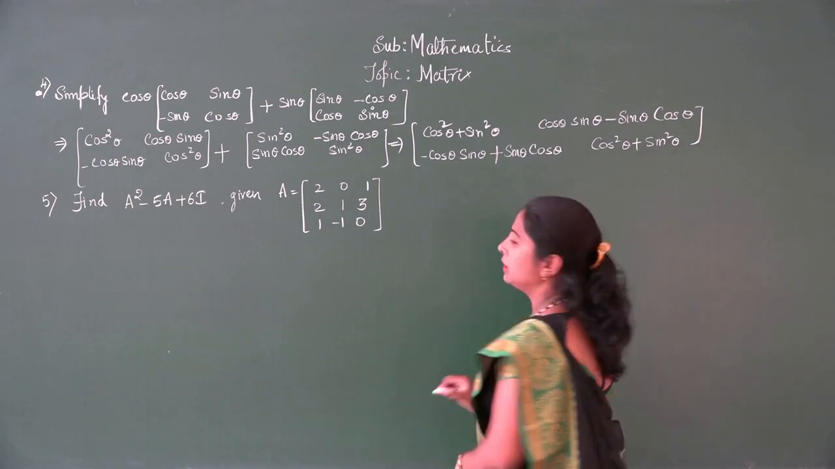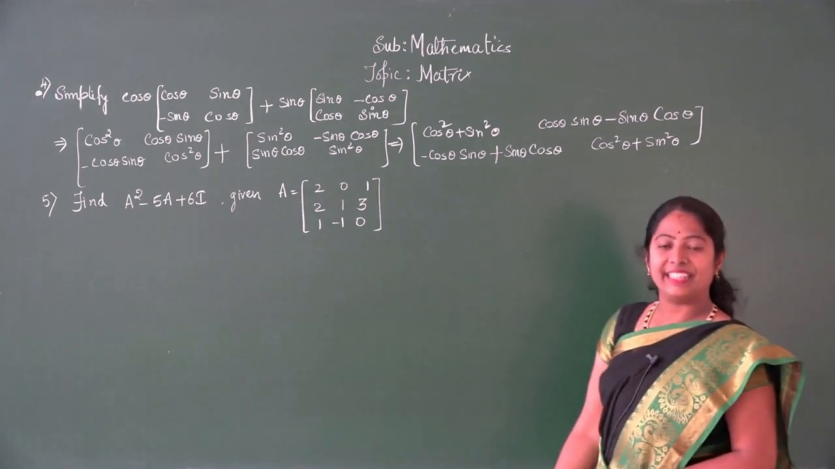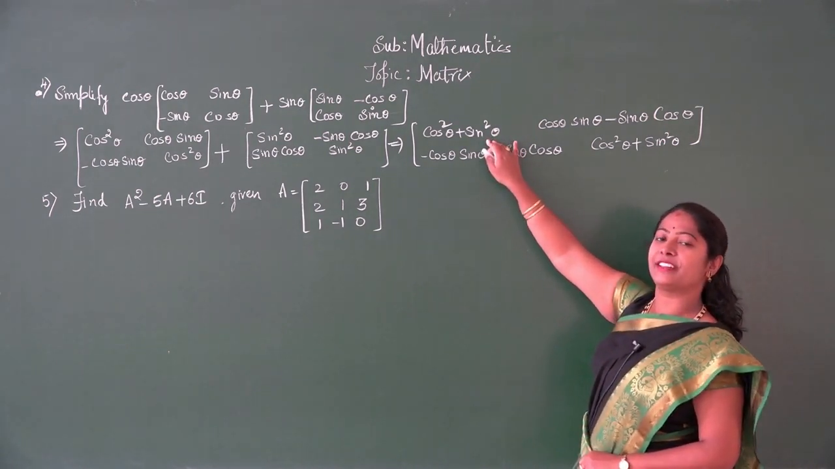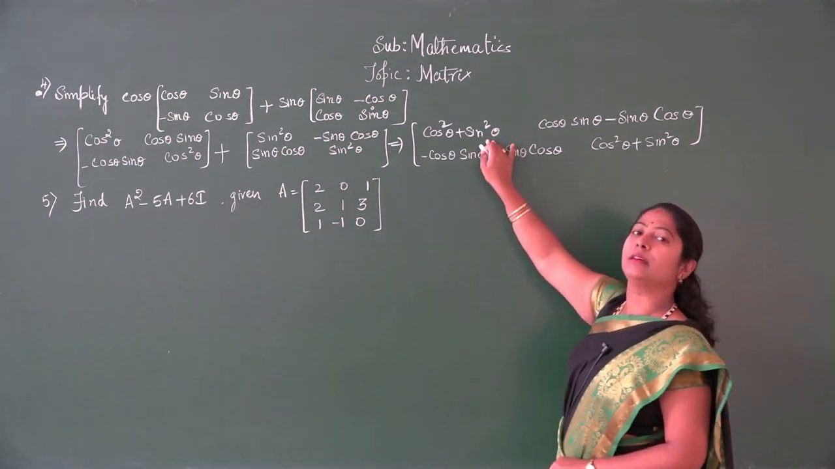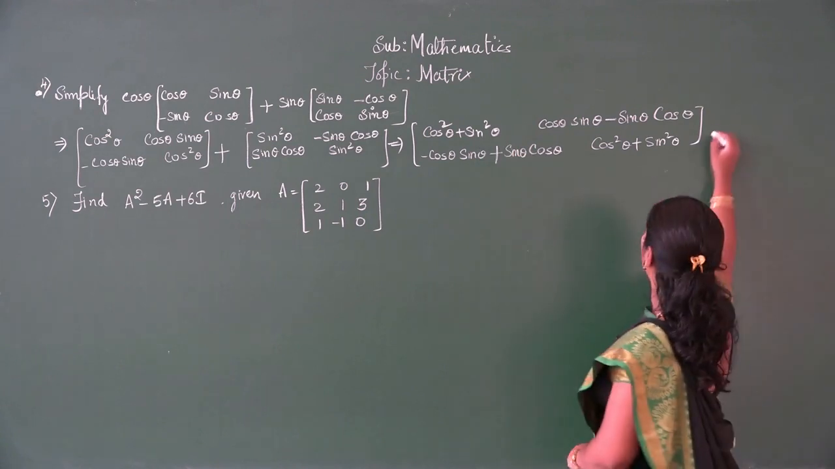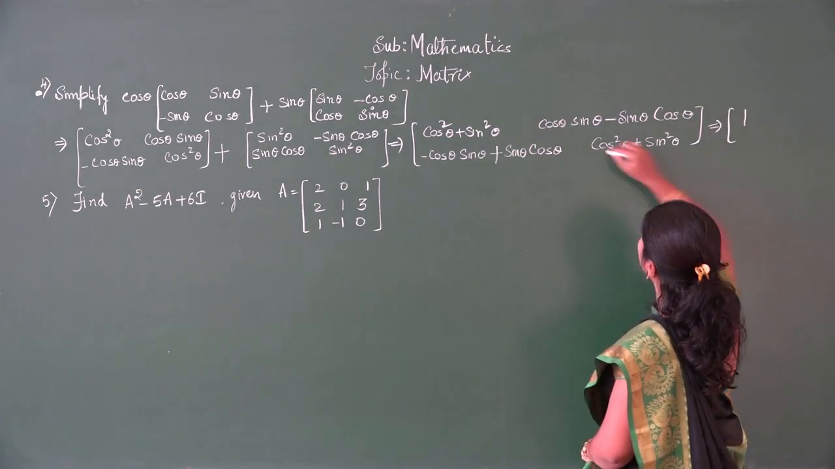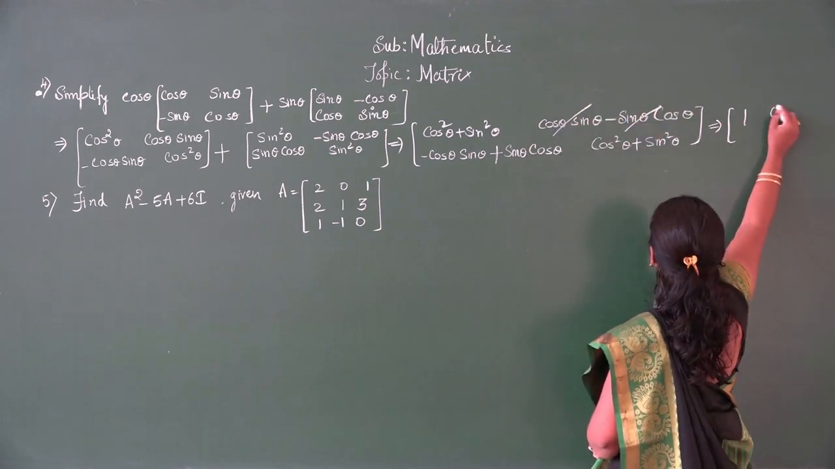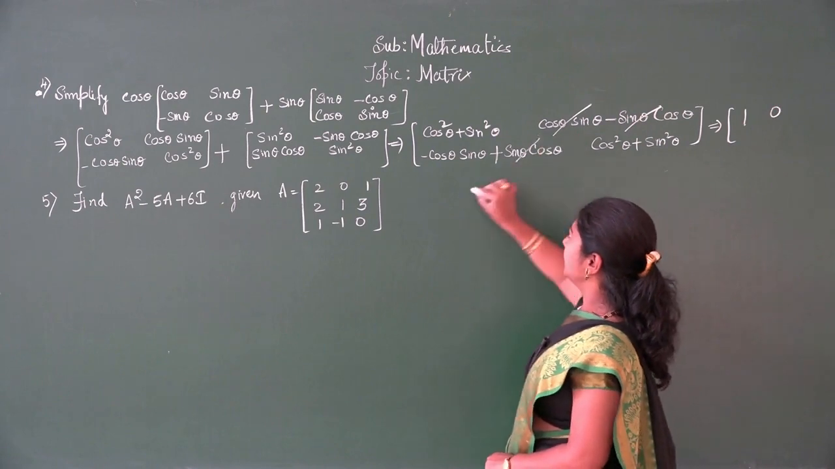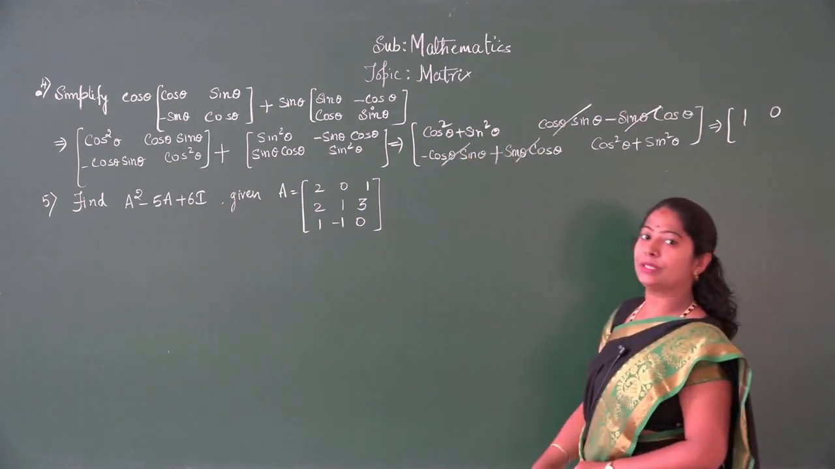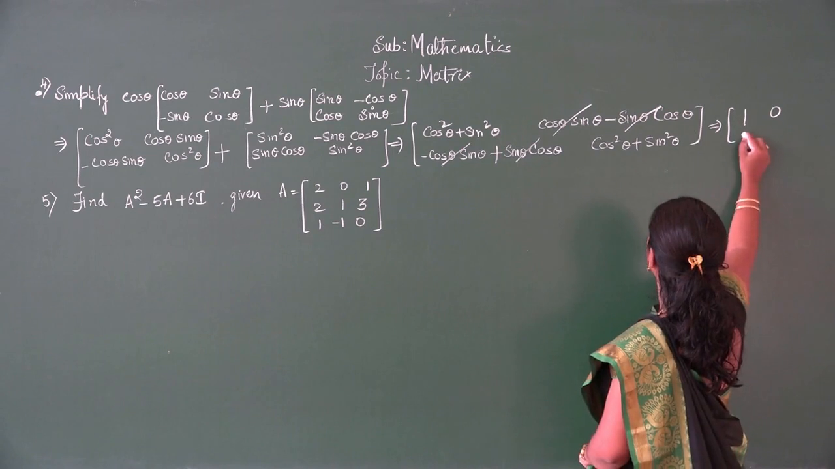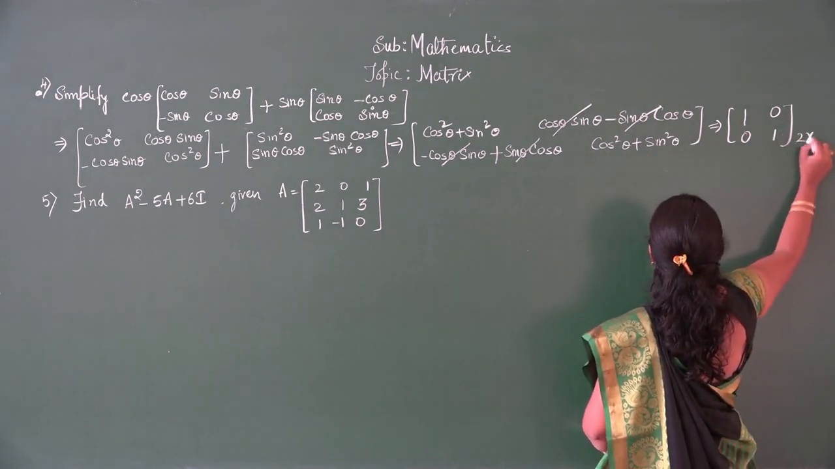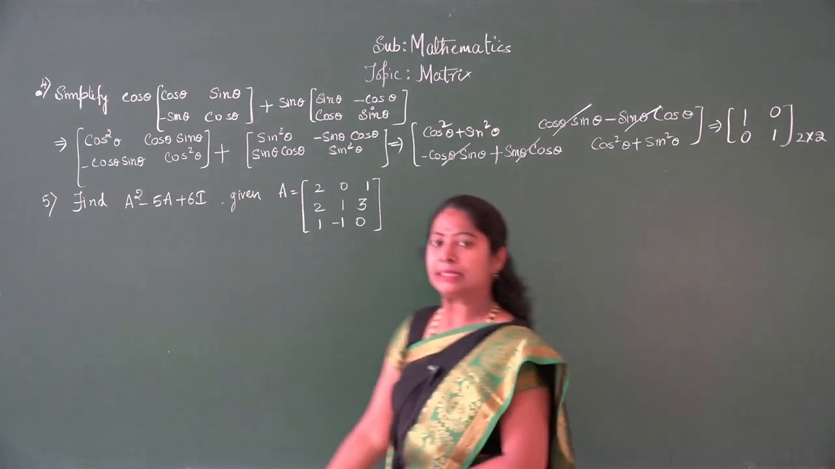According to the Pythagorean trigonometric identity, sin square theta plus cos square theta is equal to 1. So we get 1. Then sin theta cos theta minus sin theta cos theta gets cancelled, which is nothing but 0. Plus sin theta cos theta minus sin theta cos theta gets cancelled, which is 0 again. Cos square theta plus sin square theta is 1, giving a matrix of order 2 cross 2.